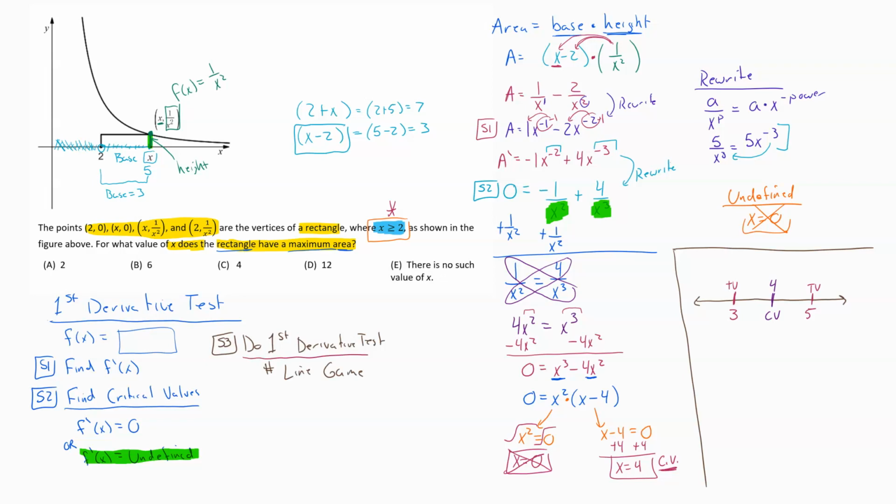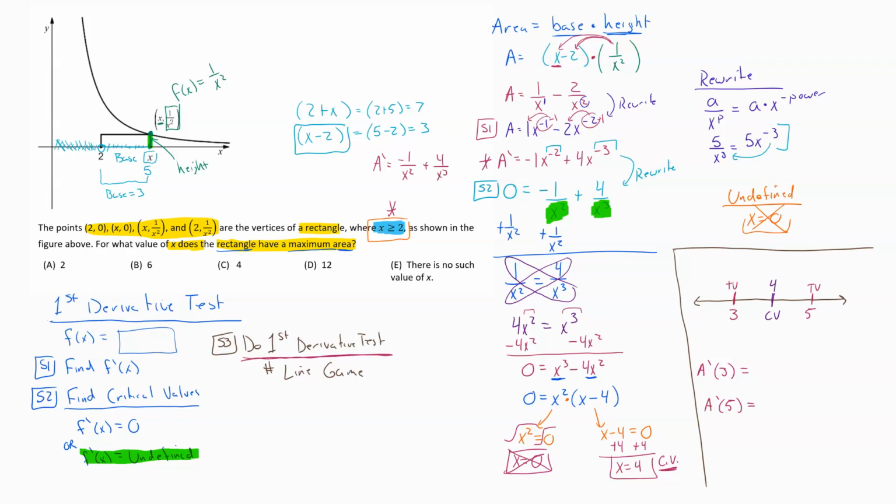Remember that this is a first derivative test. So we test those values in our first derivative, right? So we want to find A prime of 3, and we want to find A prime of 5. The easier way to handle that derivative, right, is again to think about it in its rewritten form. So instead of having those as negative exponents, I would want to think about this: A prime is equal to negative 1 over x squared plus 4 over x to the third.